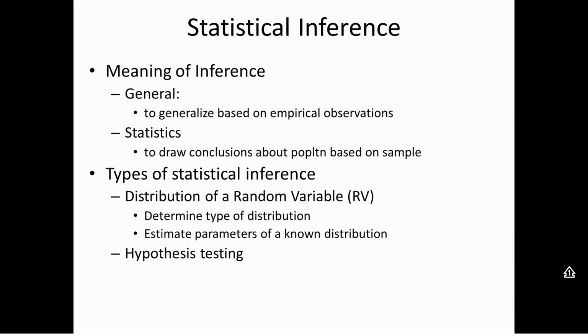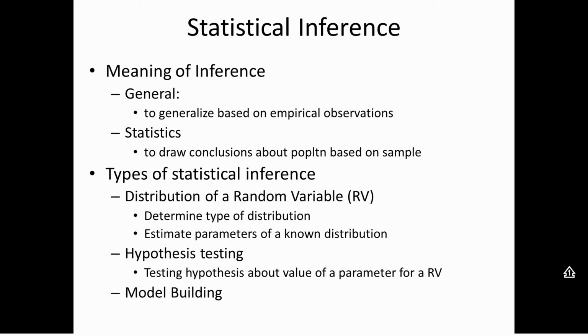There's lots of other things we can do though. We can do straight up hypothesis testing. This is where we are testing a hypothesis about the value of a parameter for a random variable. So we might have some belief. We might say we think our favorite sports team should be above 500 this year. And then we can go ahead and we can test that belief. Okay?